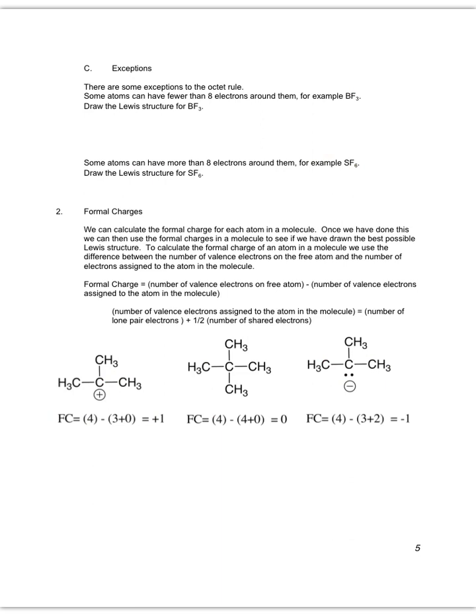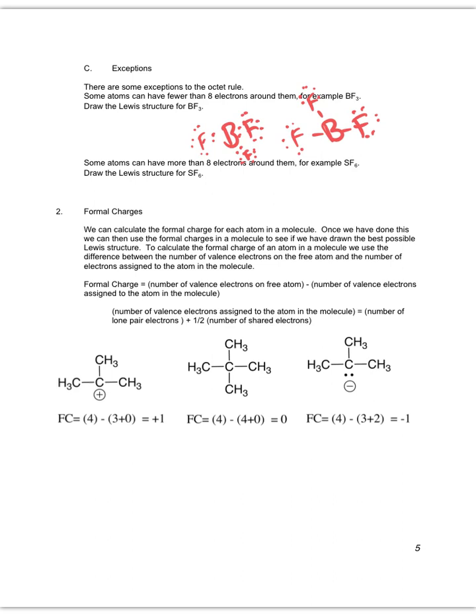Exceptions, BF3. As we said, boron has 3 electrons on it, so when we add the fluorine, BF3 is going to have 3 bonds to 3 fluorines, so the boron will only have 6 electrons around it, and the molecule would just be this with the 3 lone pairs around each fluorine. The boron only has 6 electrons. It's more reactive. That's all about it.